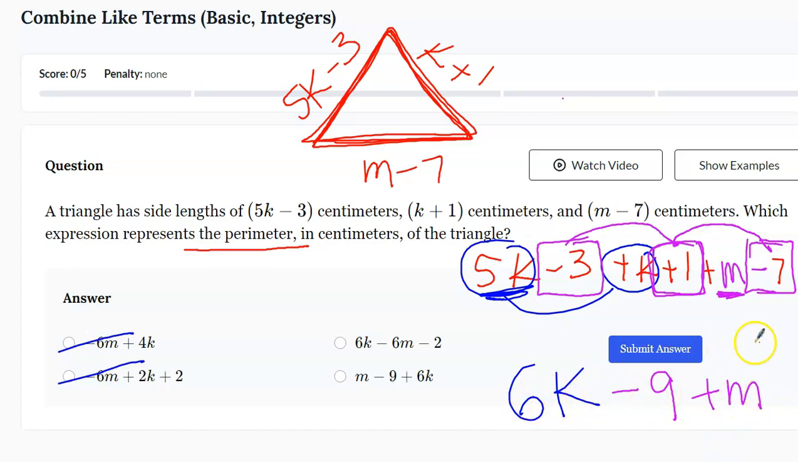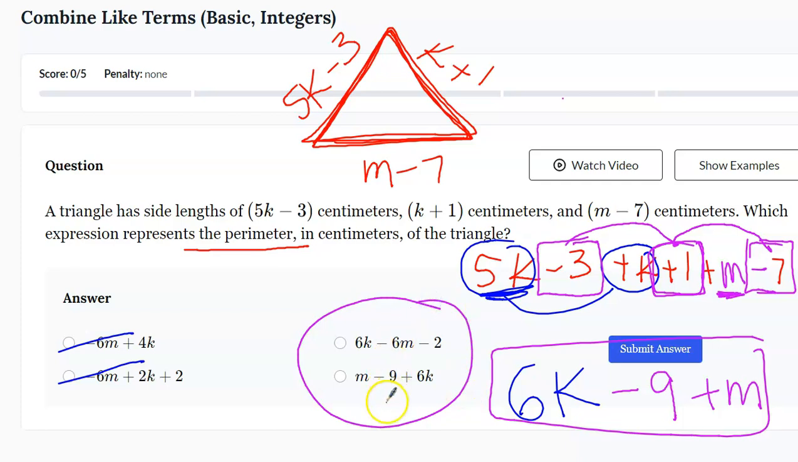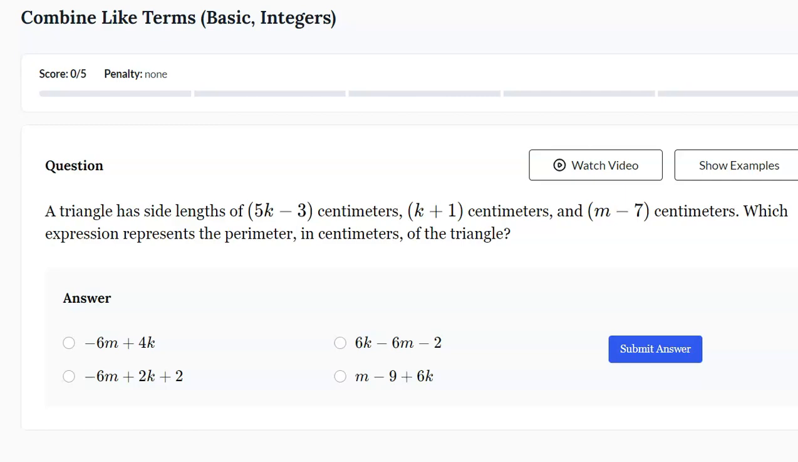Now, in any order, you're looking for a match. So something with a 6k, check. Something with a minus 9, check. So this one is wrong. So we're going to select this one down here because it matches our answer in any order. So right here.